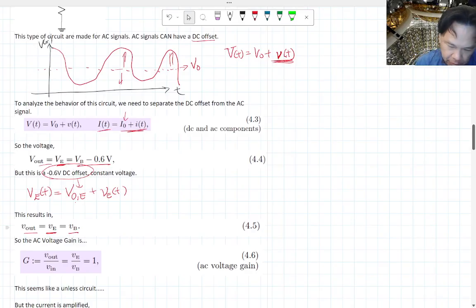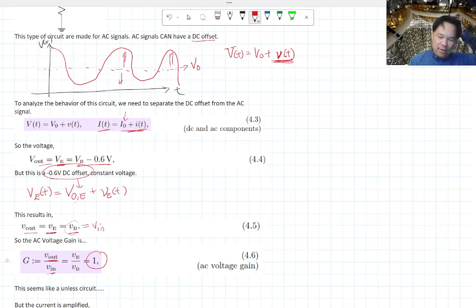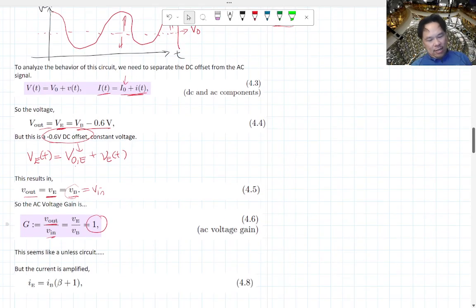This is kind of useful because now you can calculate what V out over V in is. It's actually pretty boring, because VB is actually the base, the input voltage, so the ratio between them is just 1. Okay, this seems like a useless circuit, right? Why would you do this?